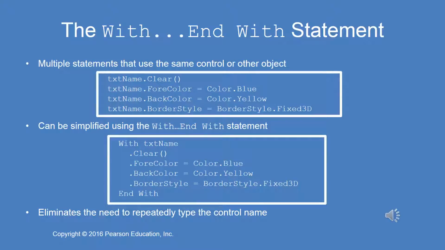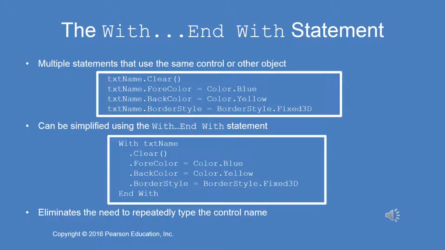If you have multiple statements that use the same controller or object, you can simplify the code using the With...End With statement. So here we have, in the first rectangular box, four statements referencing the object TextName. We're clearing it, and we're setting its ForeColor, its BackColor, its BorderStyle, etc. And these can be simplified using a With...End With statement.